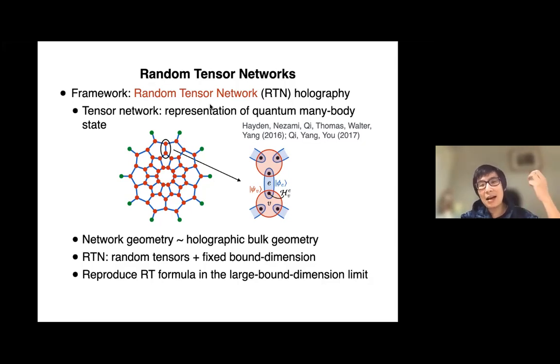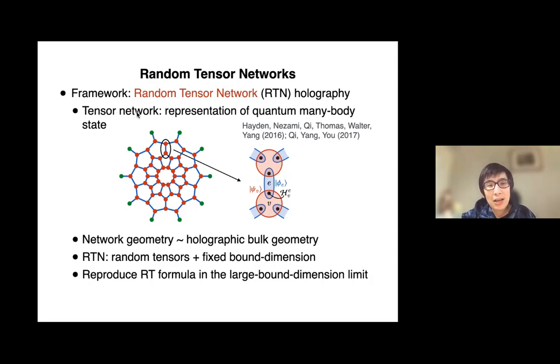It is one very interesting idea, starting from the tensor network representation of a quantum many-body state, to try to understand why there is a duality between a quantum many-body system and gravity in the holographic bulk.